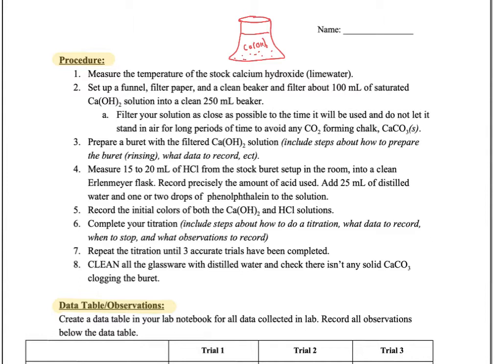I'm going to need to filter this. So you will need about 100 milliliters. So you'll take about 100 milliliters from the main container in the classroom, and take it in any size beaker, that's fine. And then we are going to do a filtration to filter out all of the solid. So I will show you some tips on how to do that.